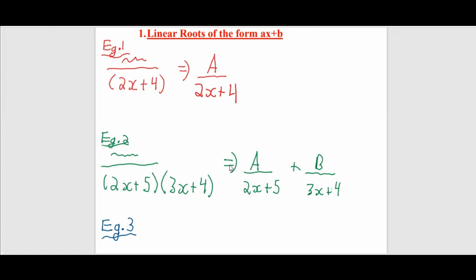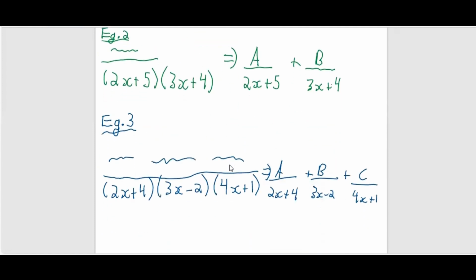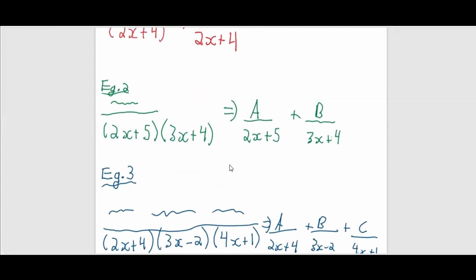Yeah, very simple. Okay, and the last one, just bringing it home. You have y1 in the numerator, and in the denominator, in its fully factorized form, you have this, and this. So these are three separate linear roots. So that'll be A on the first one plus B on the second one plus C on the third one. Yeah, and that is all. All right, so that's the linear.